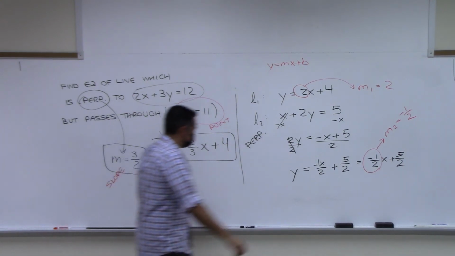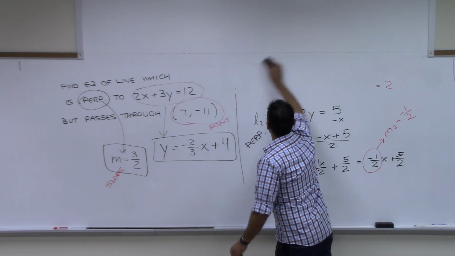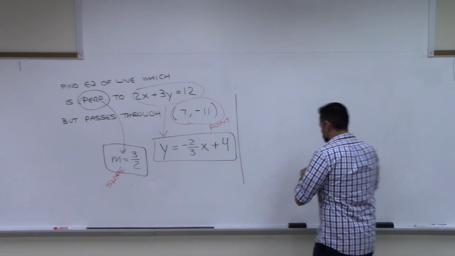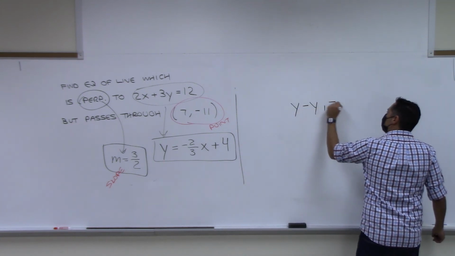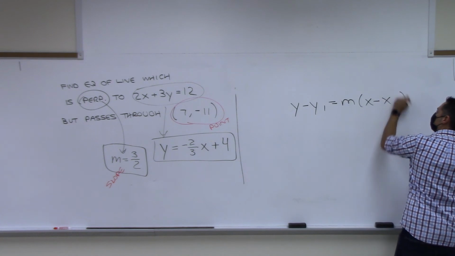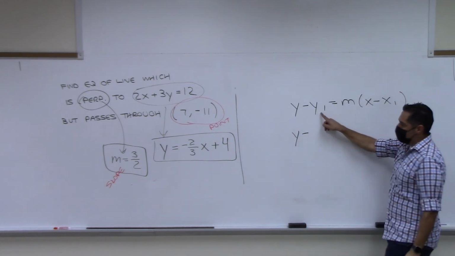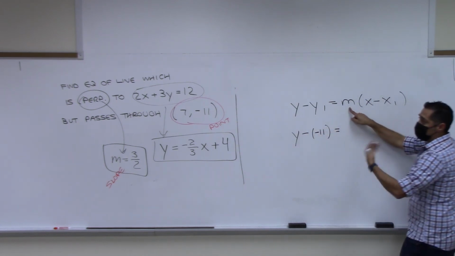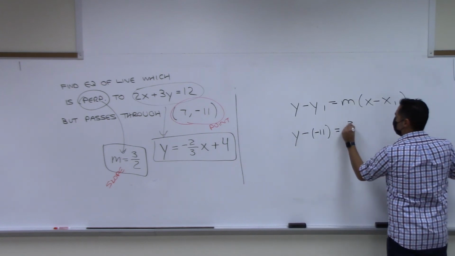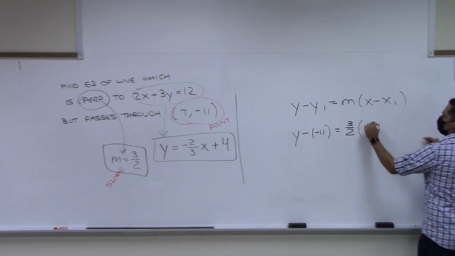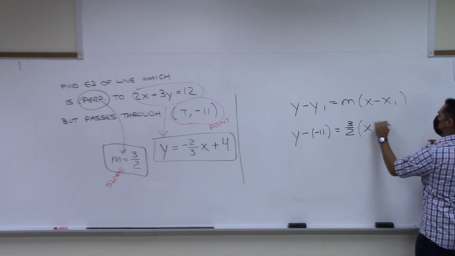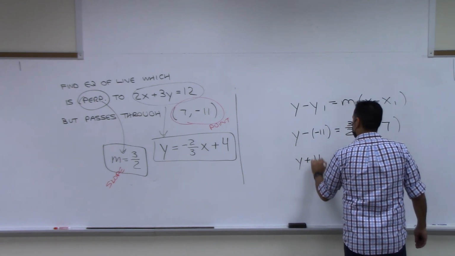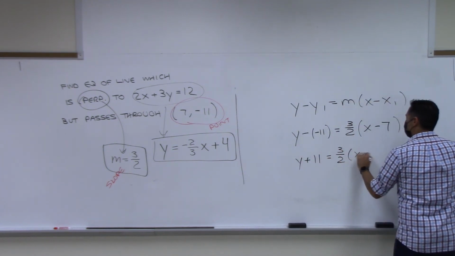So I can use that in this manner. I can write y minus y1 equals m times x minus x1, and then do y minus, well, what's the y coordinate of the point I'm given? Negative 11. Equals the slope of the line I'm trying to find. Well, it's perpendicular to that other one. It's 3/2. And then x minus, what was 7? There we go. That's the equation. y plus 11 equals 3 halves times x minus 7.